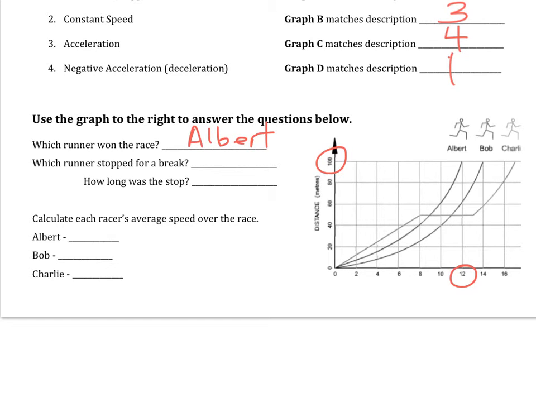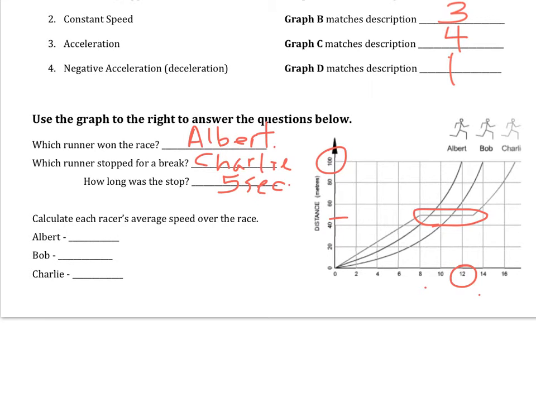Okay, which runner stopped for a break? Well, we can see here that Charlie stopped for a break. And we can see that because as time passes, his distance is not changing. And how long was the stop? Well, it was between about 8 and 13, so maybe about 5 seconds. I believe this is seconds.